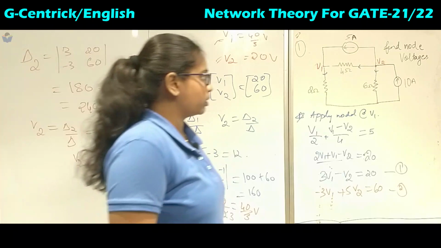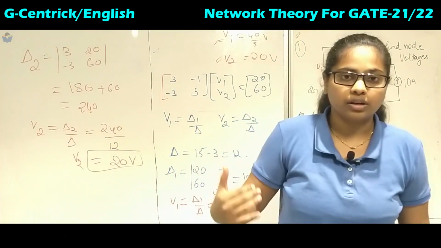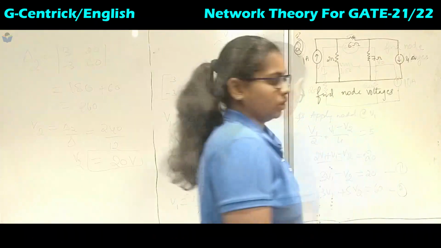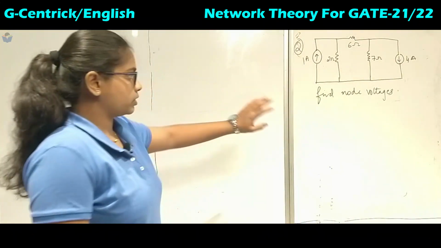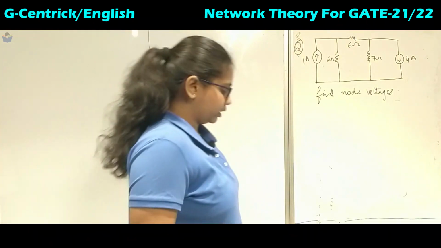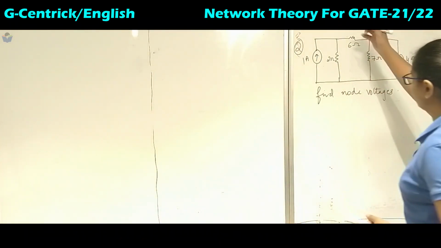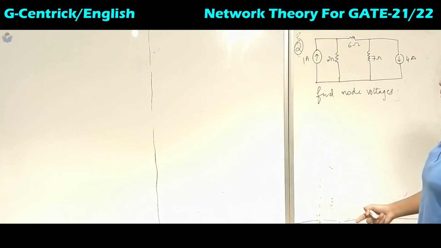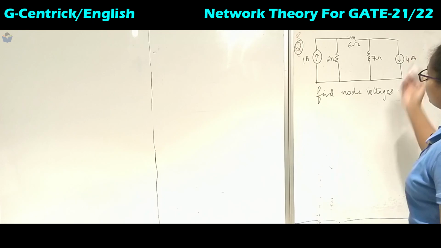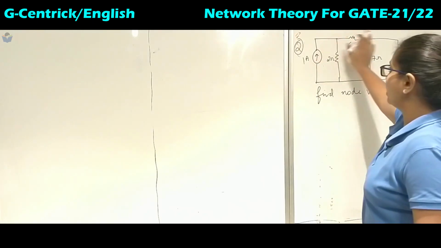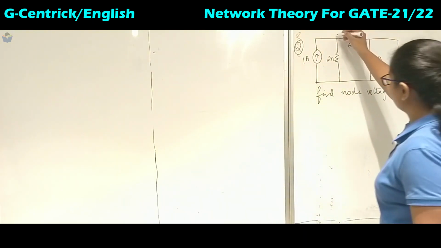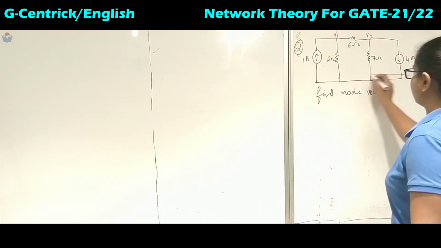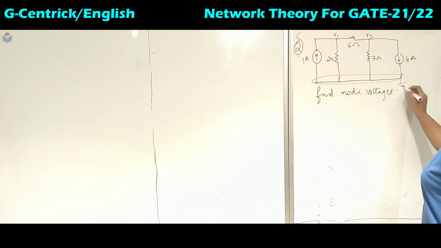In the next question, we will see how Cramer's rule works for three equations. Coming to the second question, it is also the same: find the node voltages. First we will identify the nodes. This is node 1 and this is node 2. This and this have the same potential, here and here they have the same potential, so these both are nodes 1 and 2. Now assign the voltages, let this be V1 and let this be V2. This is the reference node, which is grounded.